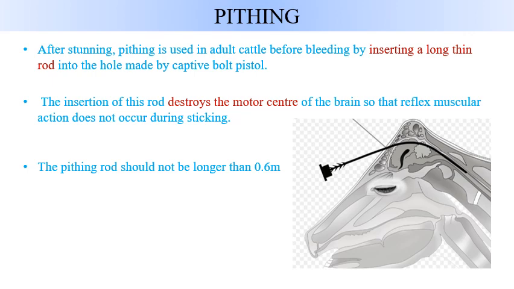The pithing rod should not be longer than 0.6 meter, though it is not commonly practiced in large modern abattoirs where a large number of animals are slaughtered. There the stunning itself is made perfect and followed accordingly.